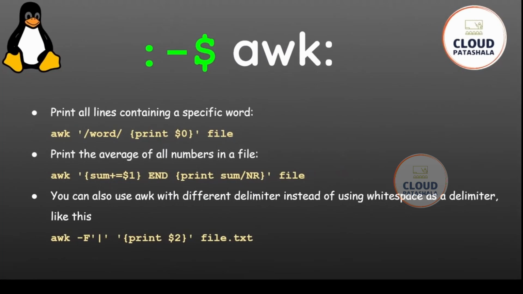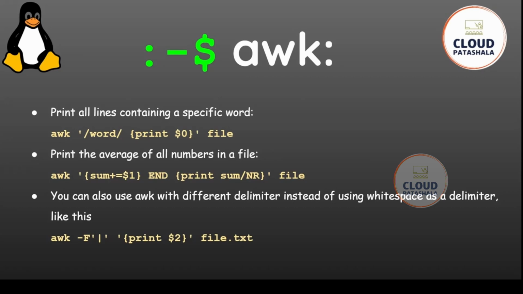Now, if you want to print all lines containing a specific word, you could say awk, type in the word that you want to match, and then say print $0, which will print the entire line for you. If you want to print the average of all numbers in a file, you could simply say awk sum += $1. That means it would add all the numbers, and depending upon the number of numbers that are there, it would then divide the sum that we get.